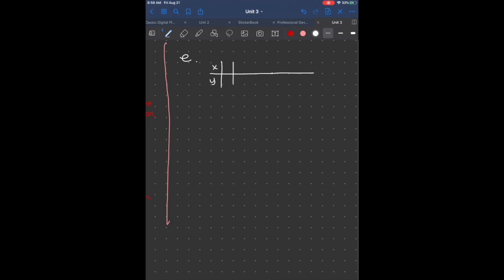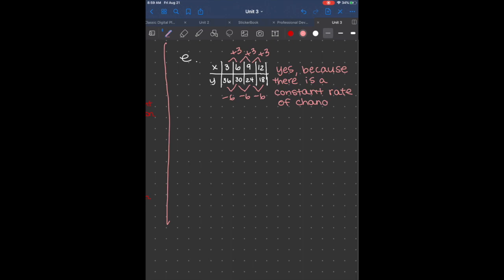All right, so looking at some charts. So 3, 6, 9, 12, 36, 30, 24, 18. So we're looking at the rate of change here. On top with the x's, we're adding 3. And on the bottom, we're subtracting 6. And since those numbers stay the same the whole time, if we divide -6 by 3, we get -2 every single time. So it is a function, and that's called a constant rate of change.